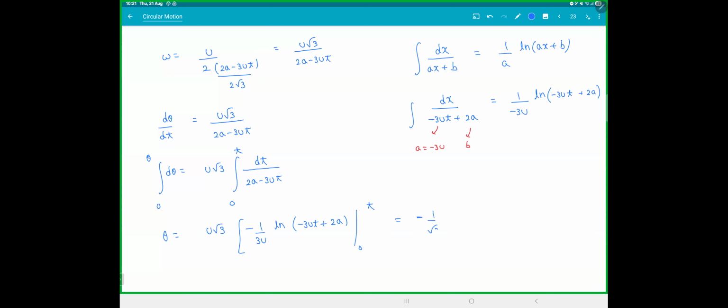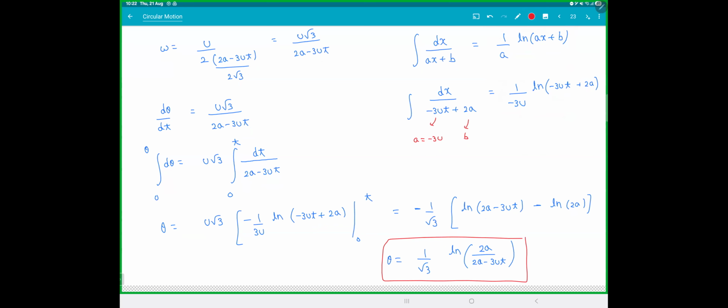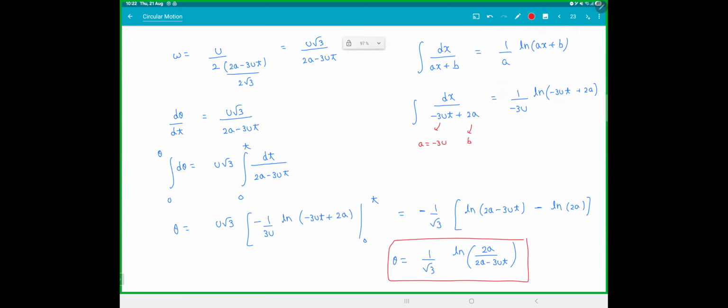That would be minus 1 by root 3. Put the limits there: ln of 2a minus 3ut. Then put 0 there, you'll get ln 2a. Ln a minus ln b, ln a by b. So you'll get theta is equal to 1 by root 3. Send minus inside. You'll end up with ln 2a by 2a minus 3ut. Check. That's your theta as a function of time t. Yeah, there's a lot of maths, but that is how the question will be framed.